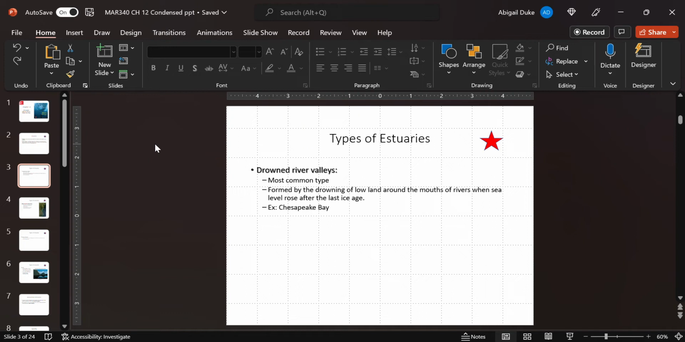Types of estuaries: we have drowned river valleys, which is the most common type, formed by the drowning of lowland around the mouths of rivers when sea level rose after the last ice age. An example is Chesapeake Bay.